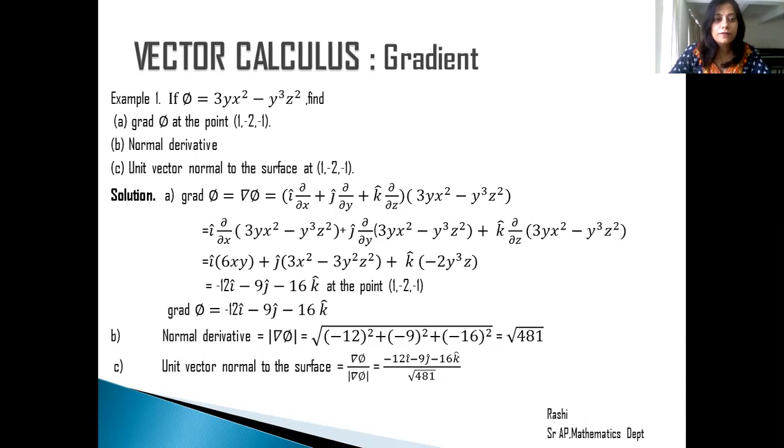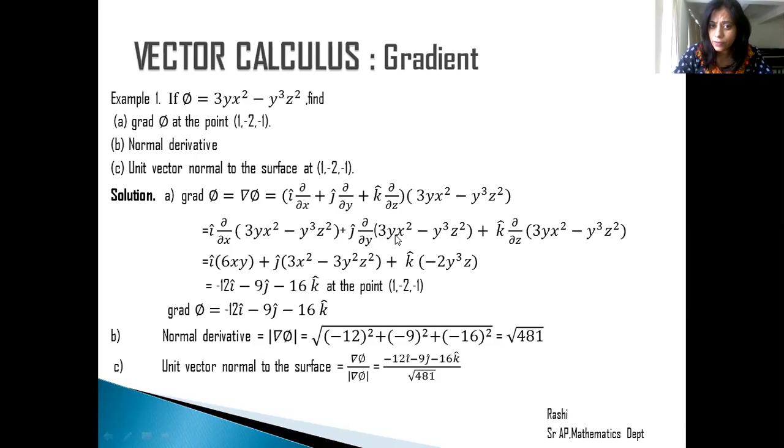Okay, let us solve this question. When I am asking grad phi, this is your del and this is the function given. Now apply del by del x of this thing plus del by del y of this thing plus del by del z of this thing. Now differentiate this with respect to x. What will you get? 2xy into 3, that is 6xy. This will become 0 because x is not there.